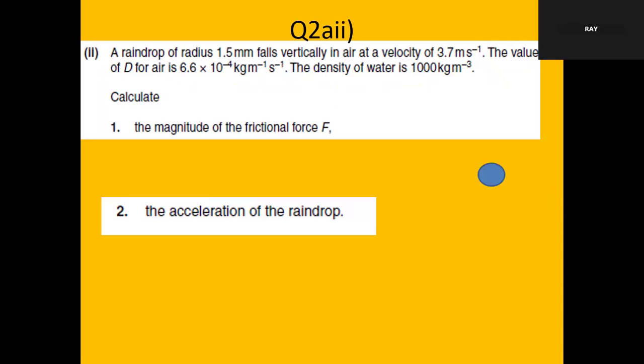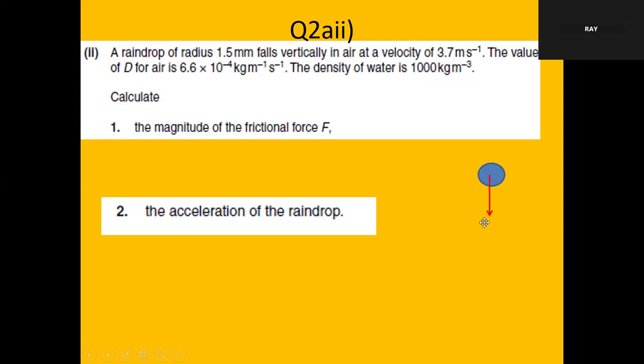A raindrop of radius 1.5 millimeter falls vertically in air at a velocity of 3.7 meter per second. The value of D in air is given. Density of water is given. Calculate the magnitude of the frictional force.